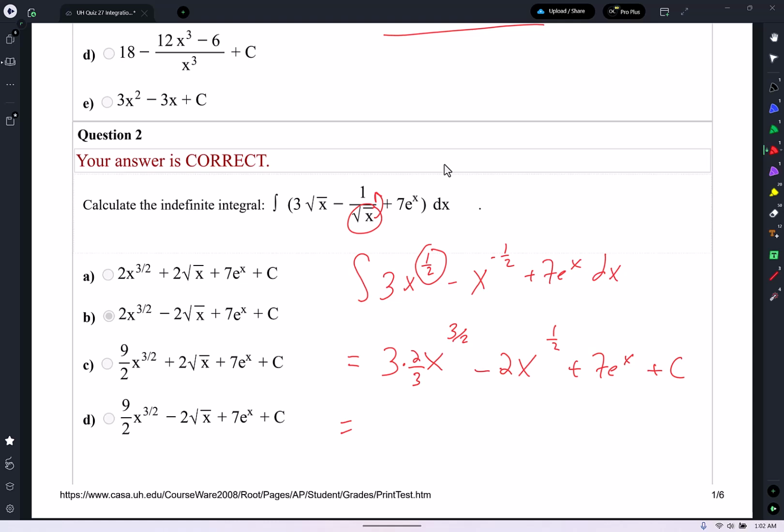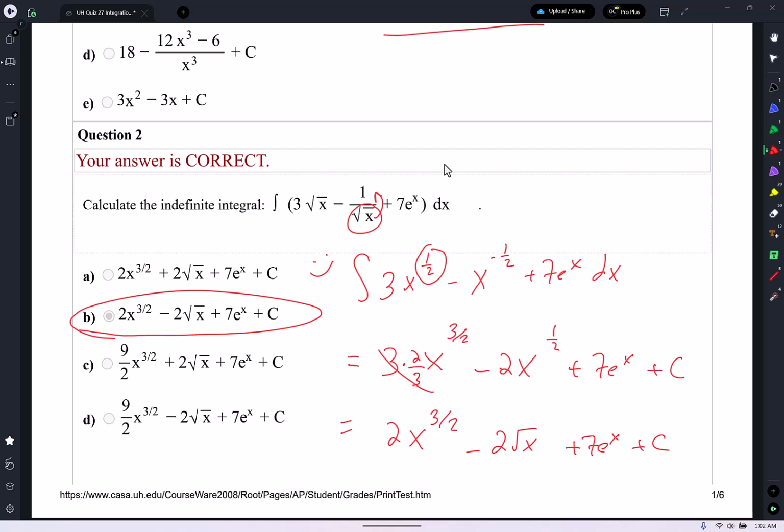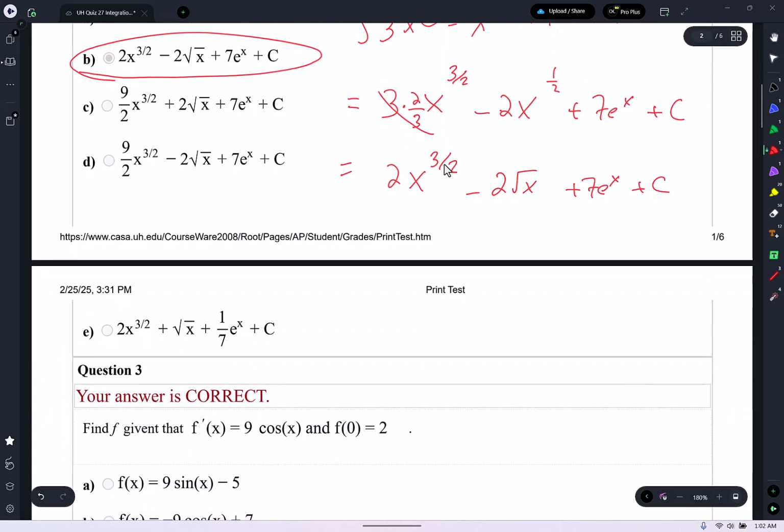All right, let's simplify this. These 3's cancel out, so you have 2x to the 3/2 minus 2 square root of x plus 7e to the x plus c. And there it is. So far, so good. Let's go to the next one.